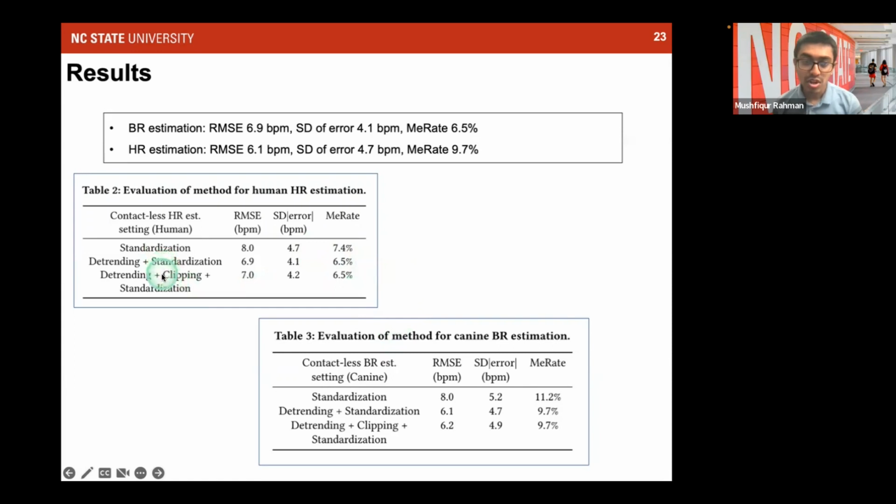In these two tables, we tabulate how our performance varies with the setting of our experiment. For example, when we turn off clipping or when we turn off detrending, how the performance varies. We see that steps like standardization and detrending have an effect on the performance.